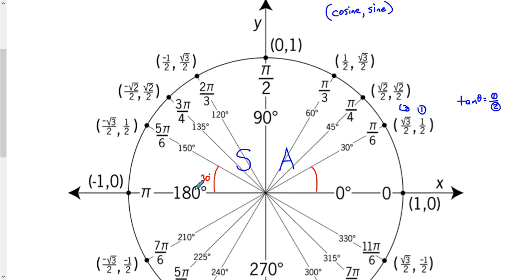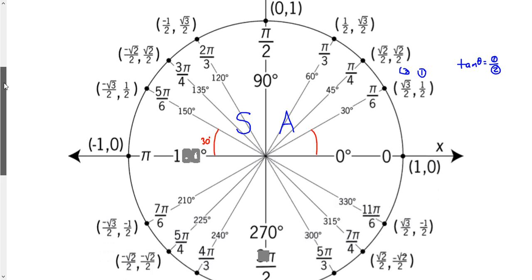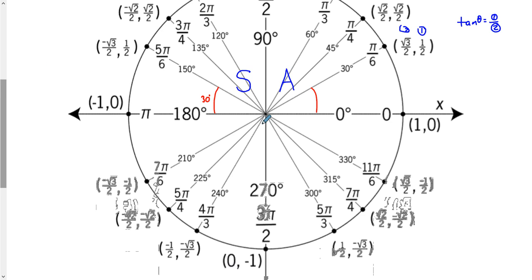For 135, our reference angle is 45. Both values should be √2/2, but only the cosine is negative. For 120, our reference angle is 60 degrees. Cosine is 1/2, and obviously it's negative in quadrant 2. Our sine is √3/2. The reference angle is 60 degrees in here. So that is a 60-degree angle there, or pi/3, and we'll talk about that in just a second.